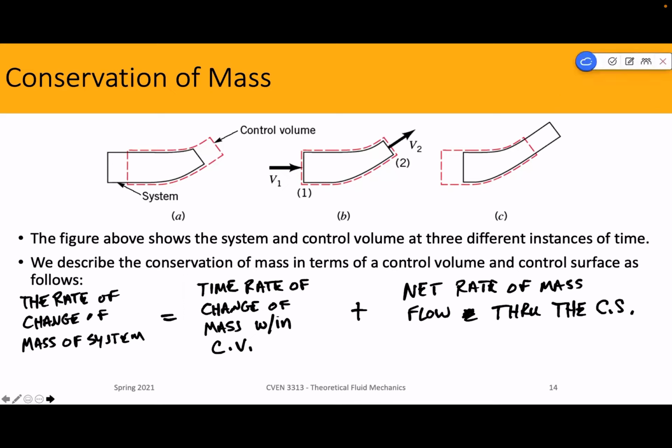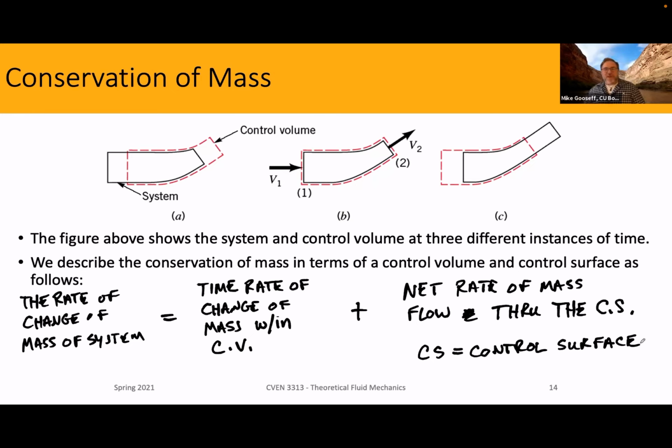And CS is control system? No, a control surface. Okay. Yeah, thank you. Yeah, that would be bad. We don't want to mix up our system and our control volume. So glad you asked. Yep, control surface, which bounds the control volume.